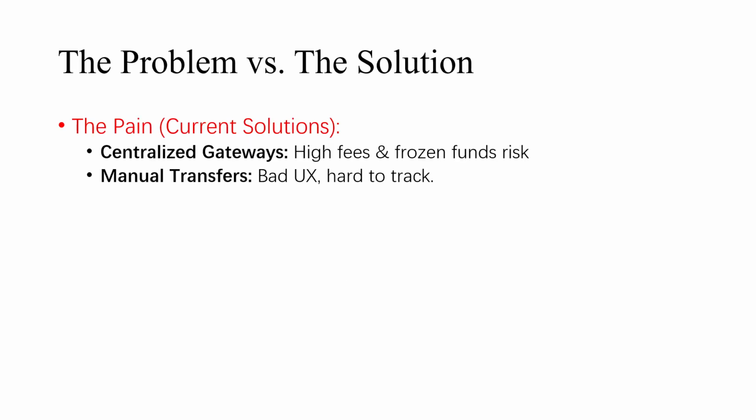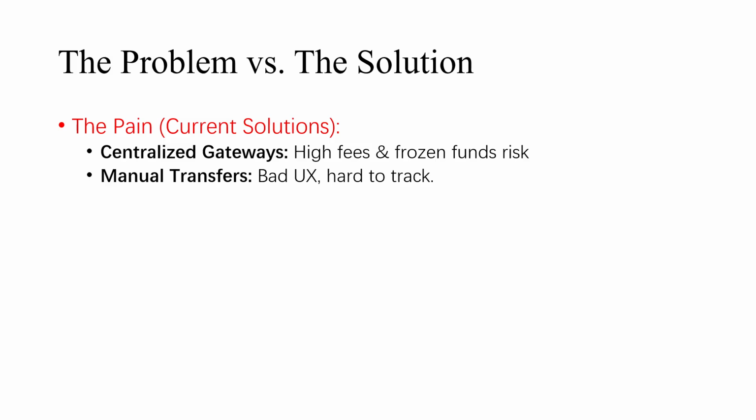The first one is a centralized gateway, like BitPay. They charge high fees, require KYC, and hold your keys. And the second is manual transfers, asking customers to send money to a wallet address manually. It is messy, hard to track, and bad for users' experience.